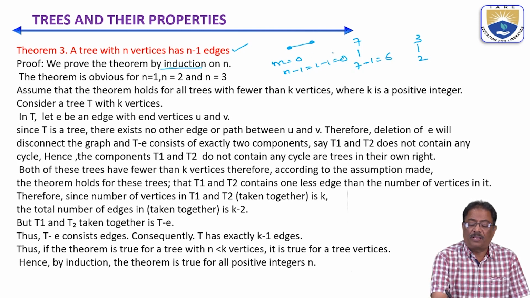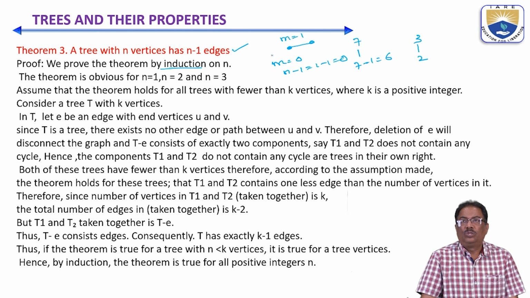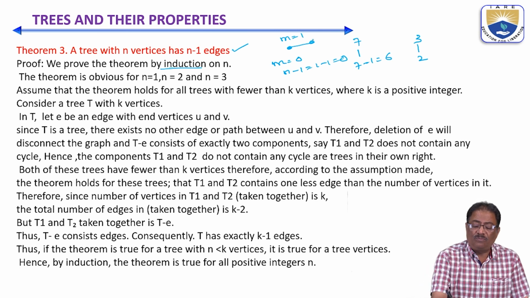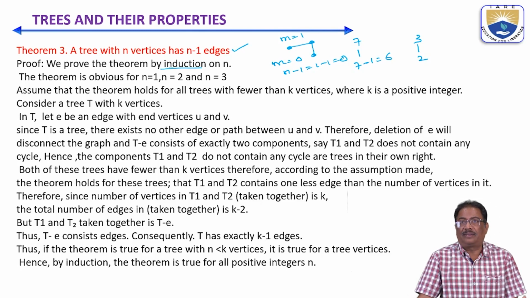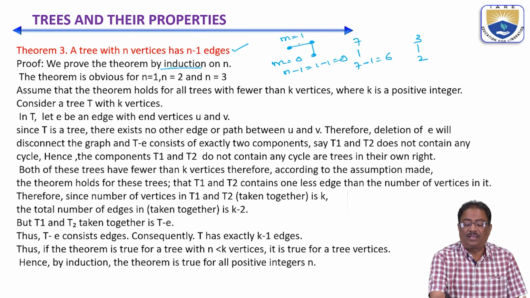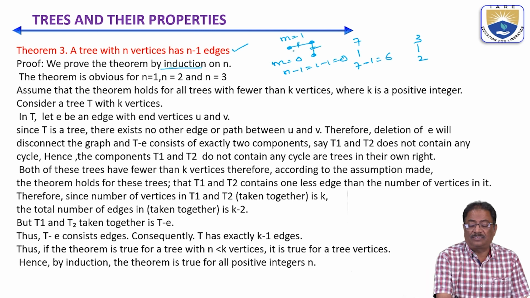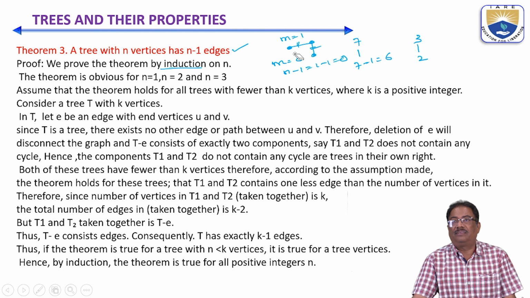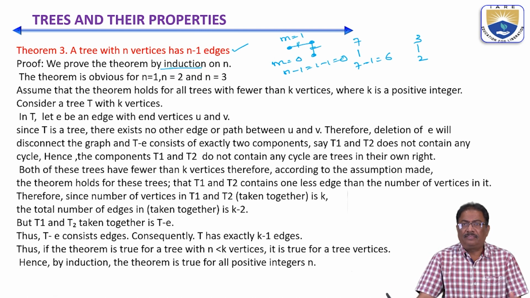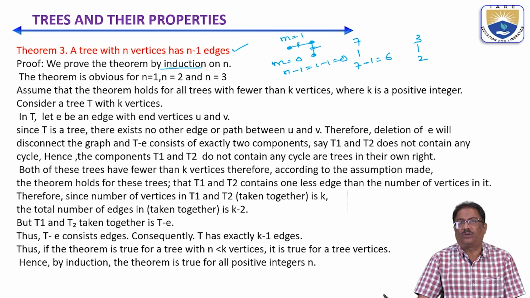So the number of edges will become m equals 1. The number of vertices is 2, so 2 minus 1, the number of edges is 1. Now if I consider a tree which has 3 vertices, then automatically it has 2 edges. I cannot construct another edge like this; if I construct like that, then it is not a tree. So the result is obvious for n equals 1, n equals 2, n equals 3.